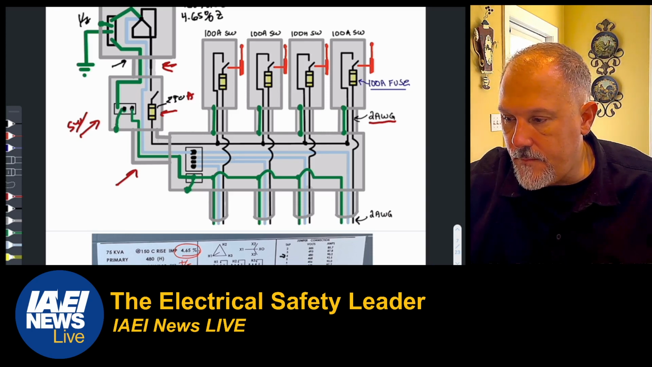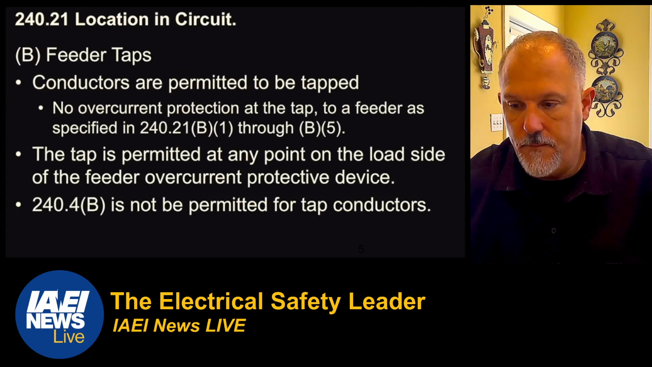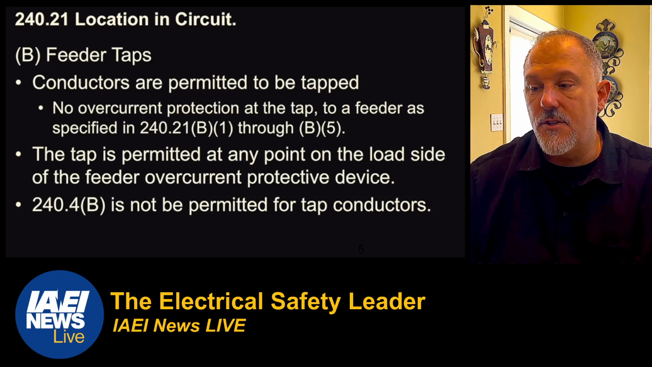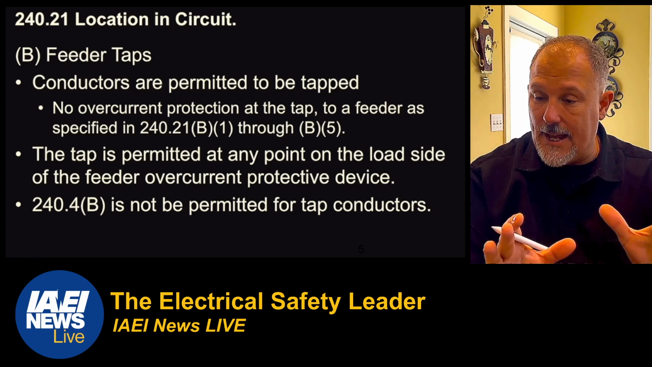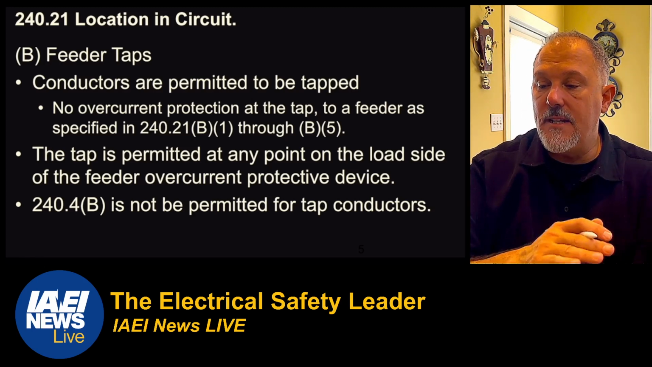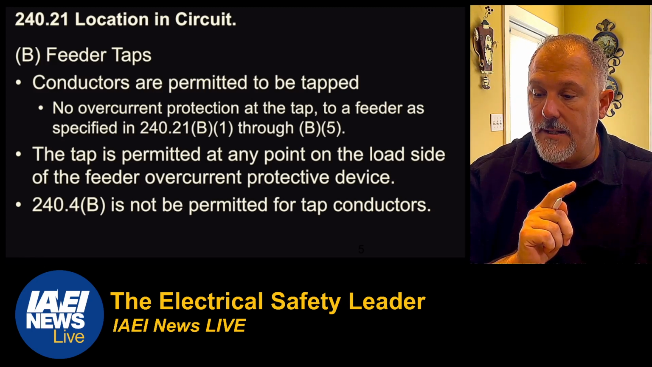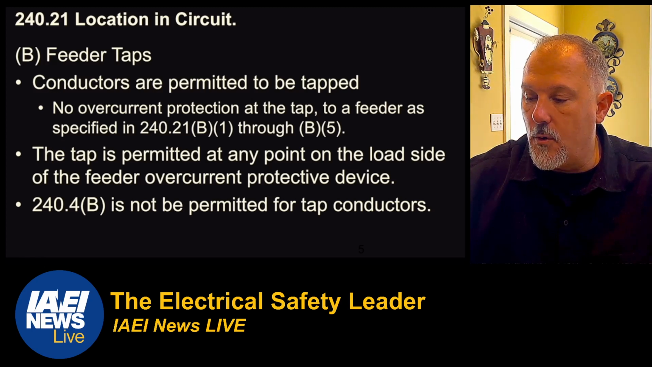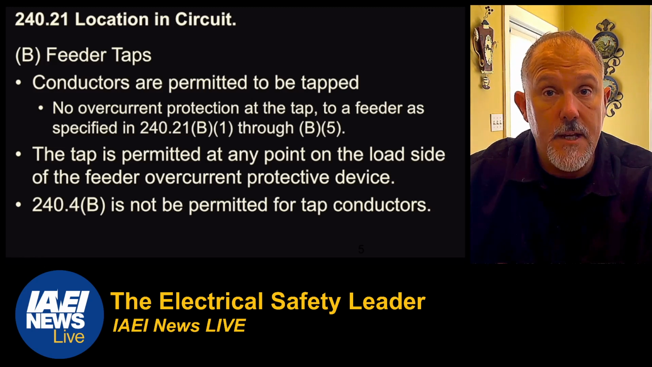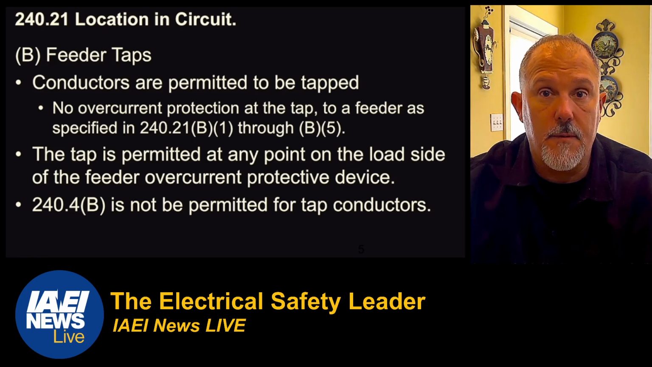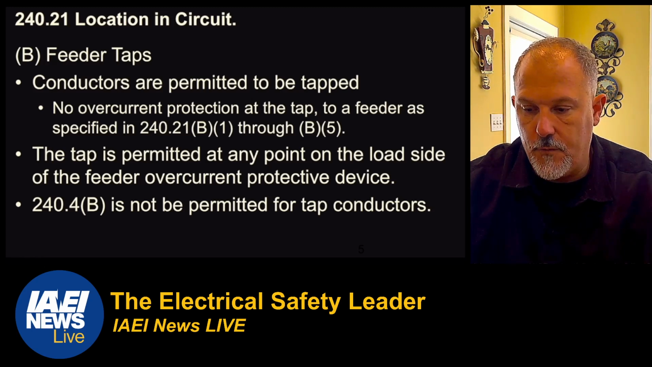All right, so now let's take a look at our rules. The feeder taps. So B says conductors are permitted to be tapped, which means there's no overcurrent protection at its source. We already established that. The tap is permitted at any point on the load side of the feeder overcurrent protective device. And 240.4(B) is not permitted for tap conductors. So remember, 240.4(B) lets you upsize the overcurrent device from the ampacity of the conductor. You're not allowed to do that with tap conductors.